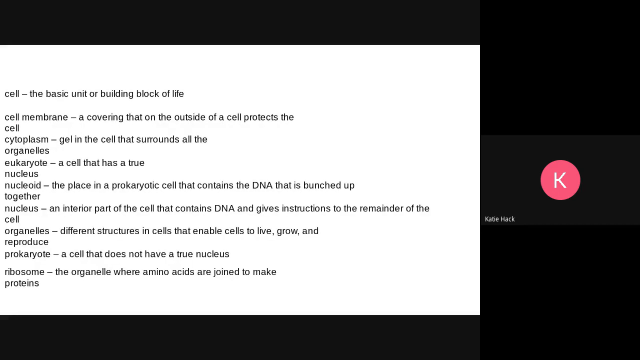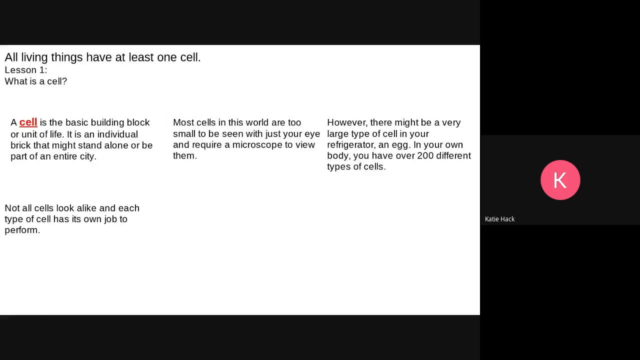So, and then after I get into Buzz, where do I go? Lesson 1. Unit 2, Lesson 1. And then scroll down to the questions. Question 1 was just answered on this first slide. What was it? The cell is the basic building block or unit of life.